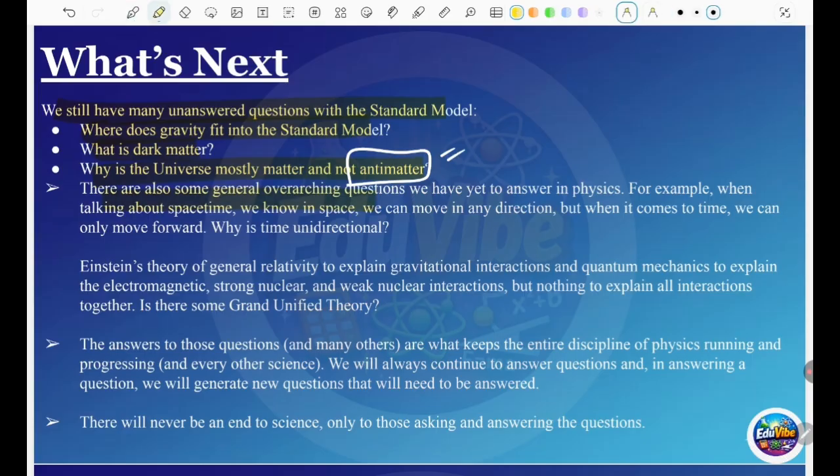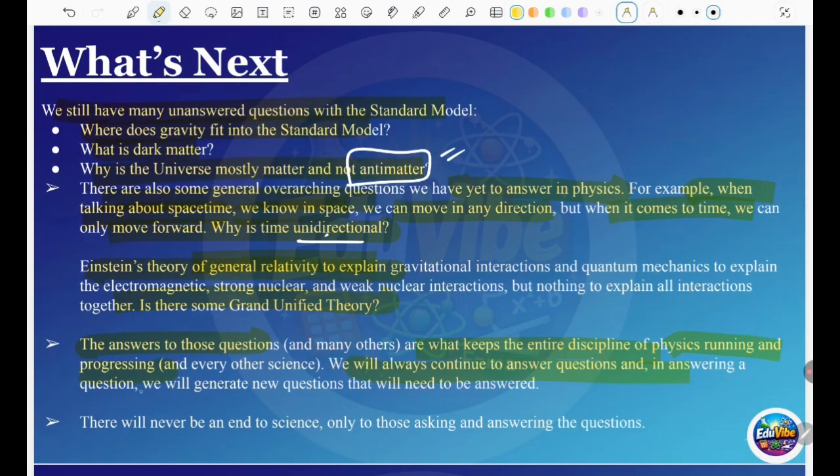So there are some general overarching questions that still have to be answered in physics. For example, the questions of space and time: we know space has any direction, but when it comes to time, we only move forward. So why is time unidirectional? Another question relates to Einstein's theory. We use quantum mechanics to explain the electromagnetic and the weak nuclear interactions, but nothing explains all the interactions together, gathering all the fundamental forces. Answering those questions keeps the entire discipline of physics running and progressing.